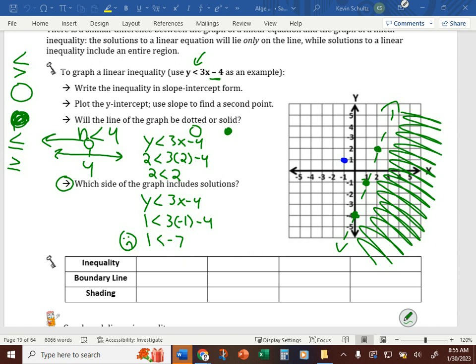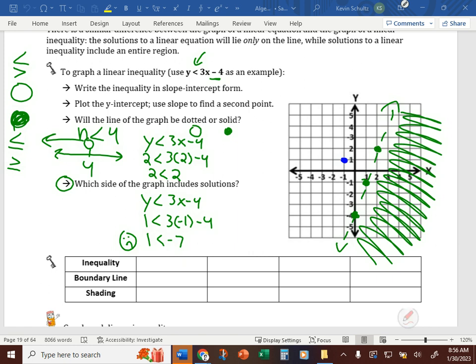So instead of shading in or pointing to one side of a number, like we did with n is less than 4, we now get to point to an entire side of a line, because all of those solutions are going to work.